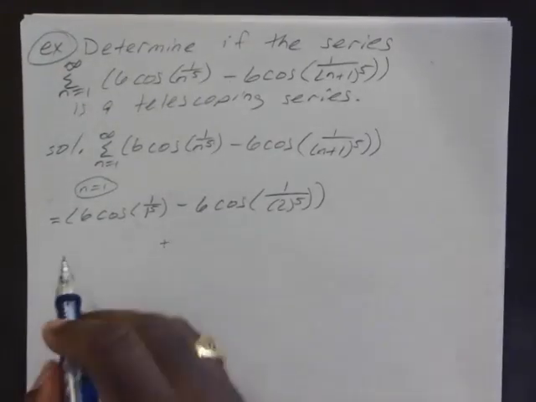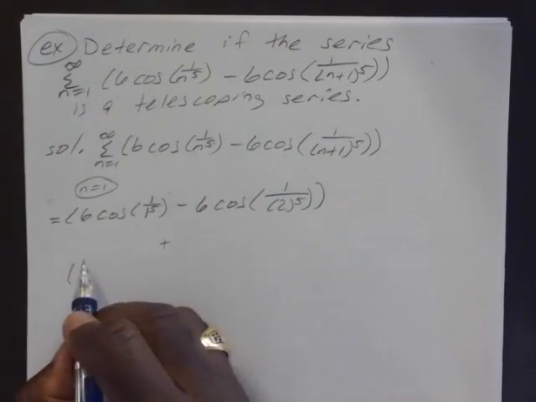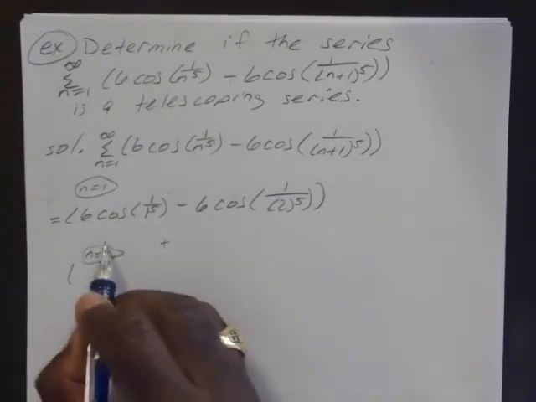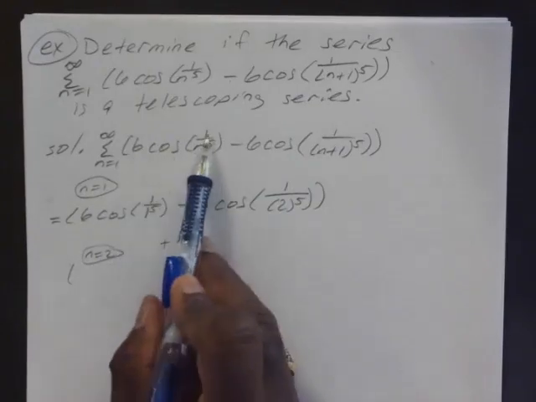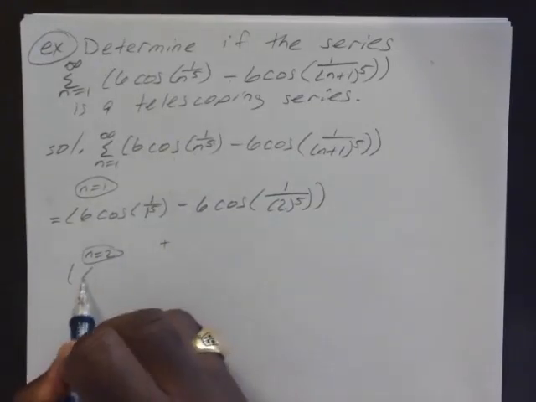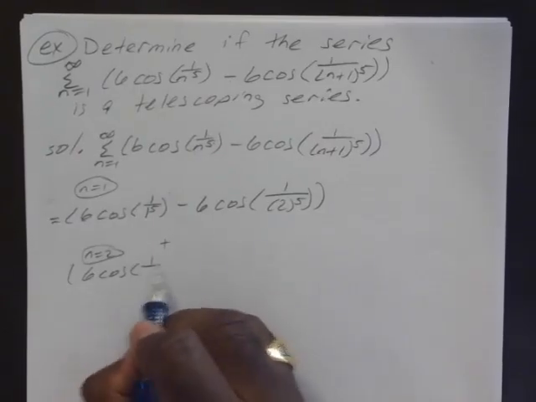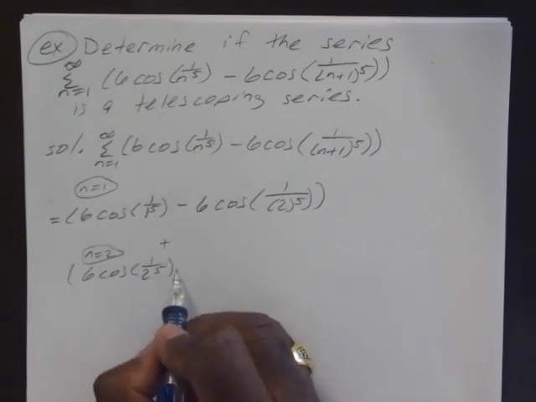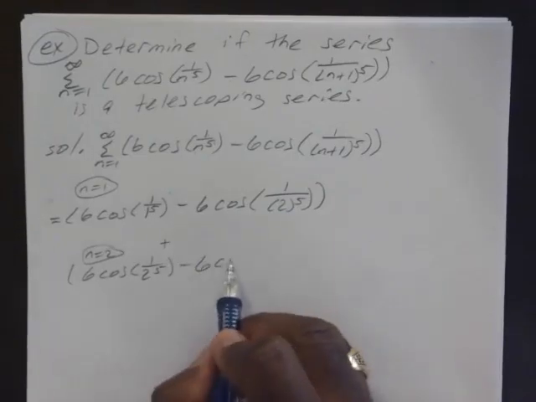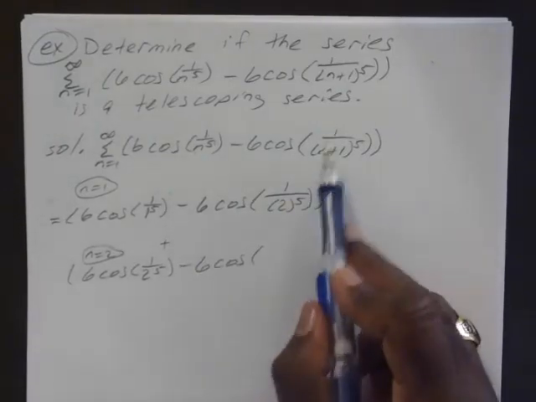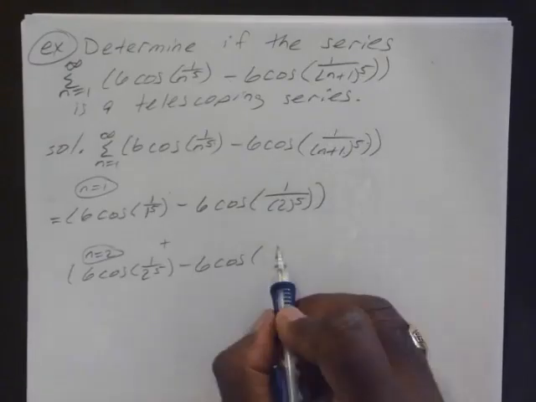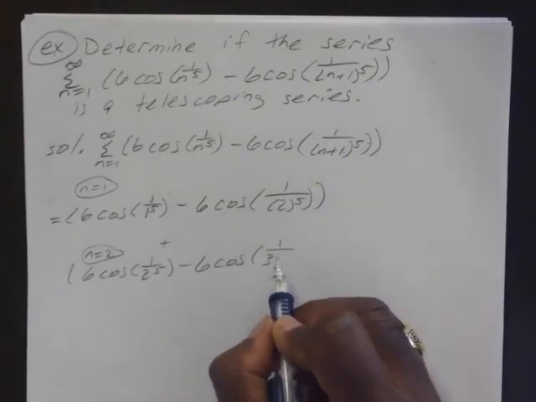Plus, since it all can't fit on one line, when n is equal to 2, that's 6 times cosine of 1 over 2 to the 5th power, minus 6 times cosine of 1 over 2 plus 1 to the 5th power. So 1 over 3 to the 5th power.